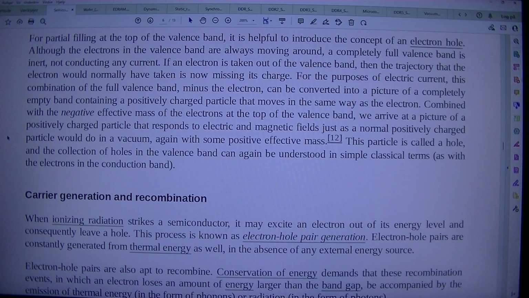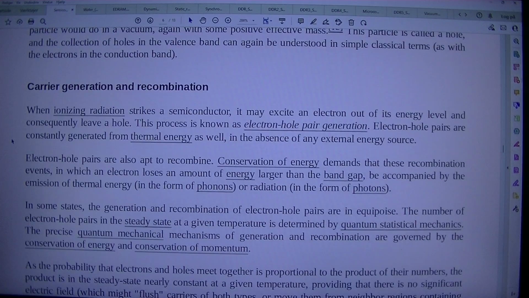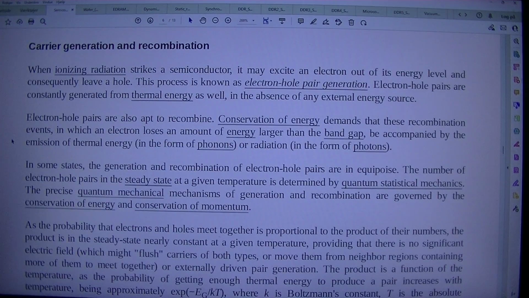Carrier generation and recombination. When ionizing radiation strikes a semiconductor, it may excite an electron out of its energy level and consequently leave a hole. This process is known as electron-hole pair generation. Electron-hole pairs are constantly generated from thermal energy as well, in the absence of any external energy source. Electron-hole pairs are also apt to recombine.